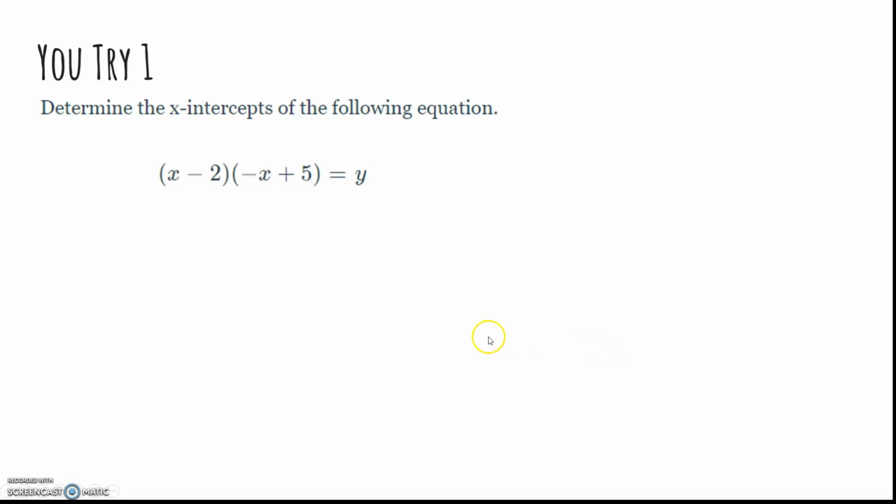So we have a couple of practice problems for you guys to go through. I'm going to give you a second to do that, and then I will come back and show you how to solve it.